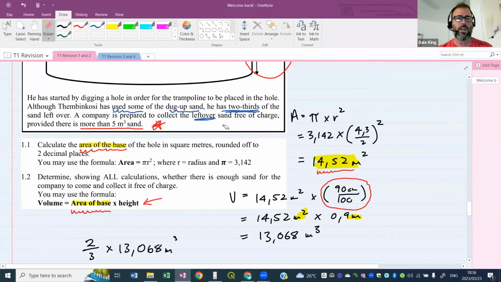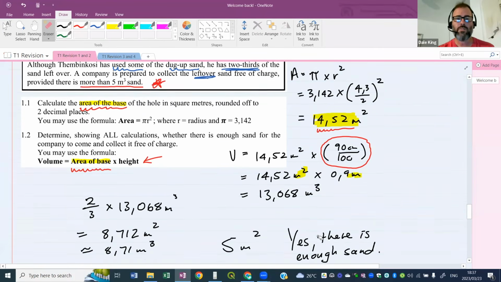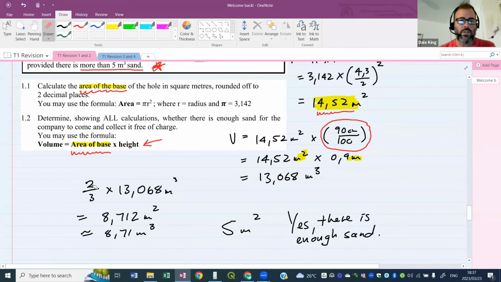Okay, so we're not just working out the volume of the hole, which will give us this 13,068 here. That's all the sand. He used 1/3. He has 2/3 left that the company must come collect. So we need to check what's 2/3 of that volume. So on the left-hand side here, we did a calculation to say 2/3. You could say 2/3 of the volume. All right. The word of means times, and the volume is this over here. Okay. So we worked out 2/3 of the volume, and we get 8,71.